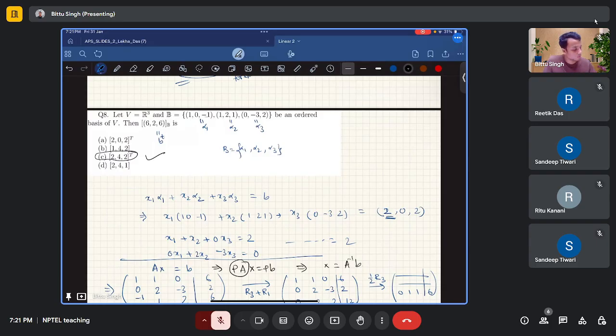Always note that ordered basis means if you write in the coordinate form, then it should be in the column vector 242. This is the correct one, but not a row. If that row is given, that is not true.